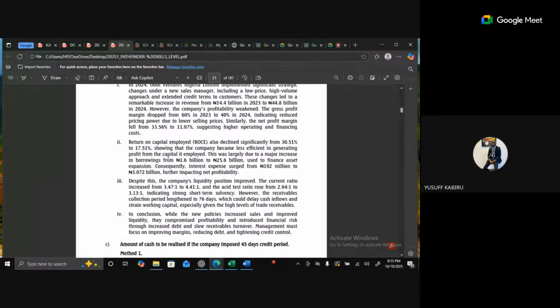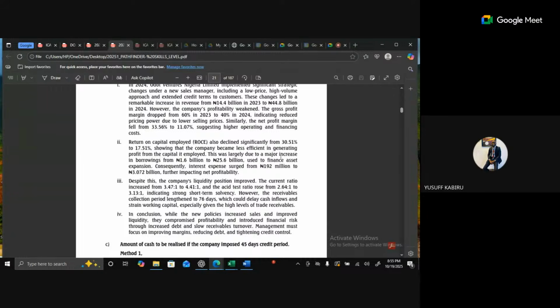They say, 2, return on capital employed also declined significantly. They use the word significantly because look at the margin of decrease. So these words also matter. You can use significantly if the margin is much. You can use declined slightly, depending on the margin of difference, or increased significantly or increased slightly if the margin is not much, showing that the company became less efficient in generating profit from the capital employed.